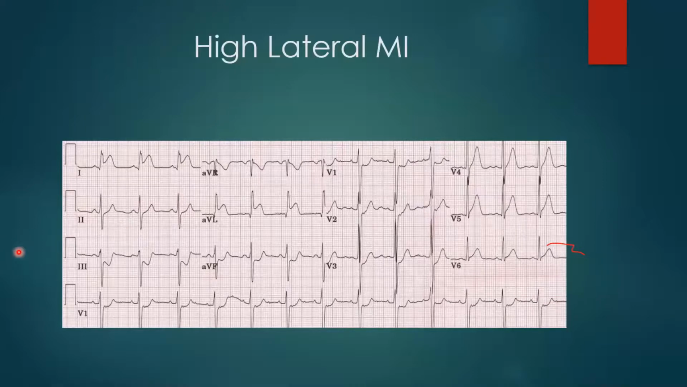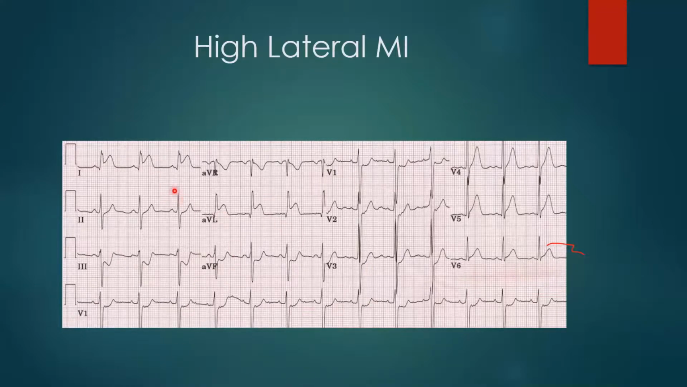So this is just a basic high lateral MI. You have leads 1 and AVL elevated. You have reciprocal changes in AVF and lead 3. So that goes along with your high lateral MI. You can tell that it's reciprocal because if you flipped 3 right side up, so if you brought this and went positive, AVF and 3 would be identical. That's how you know those two are reciprocal.